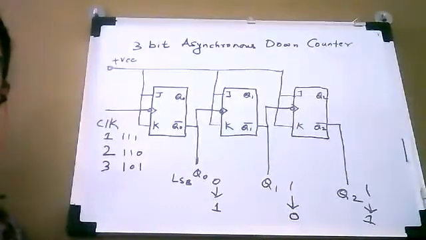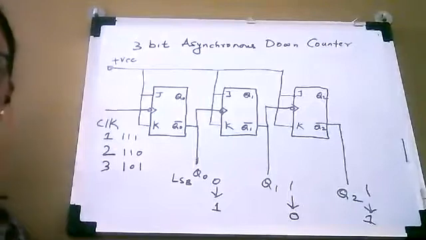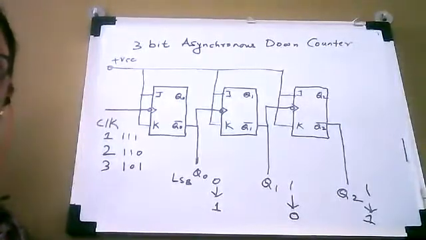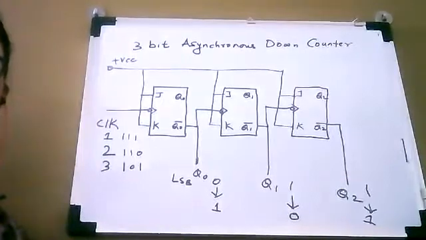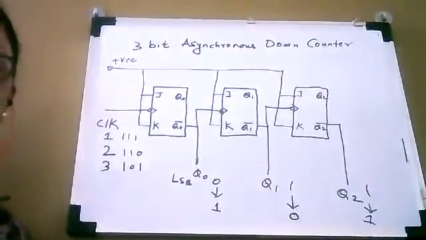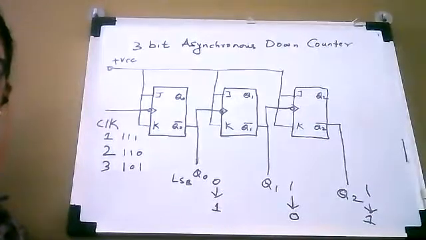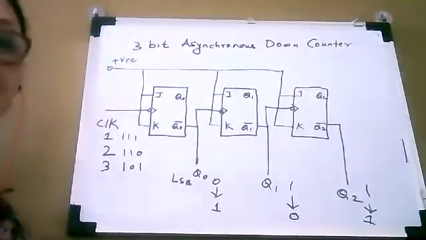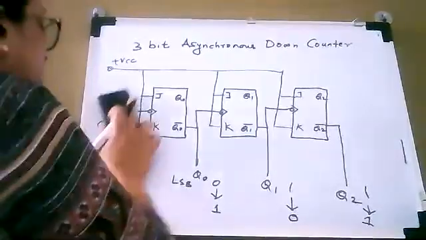So we should be able to write a truth table of this, and we should be able to write the timing diagram for this. Okay, so now the working of the 3-bit asynchronous down counter is very similar to the 3-bit asynchronous up counter. The only difference is the clock is connected to the complemented output and not to the direct output. So this is the only difference that you can see.